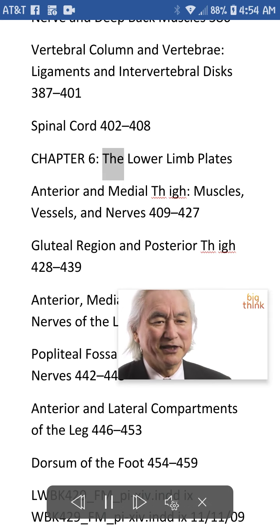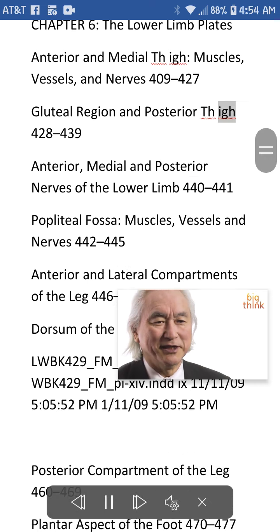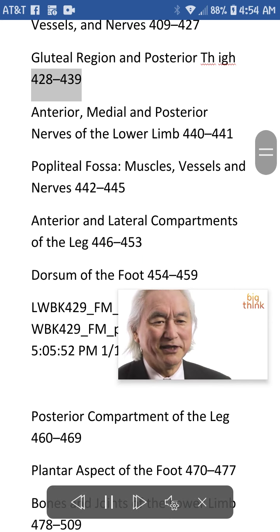Chapter 6, the lower limb plates. Anterior and medial thigh, muscles, vessels, and nerves, 409 to 427. Gluteal region and posterior thigh, 428 to 439. Anterior, medial and posterior nerves of the lower limb, 440 to 441.